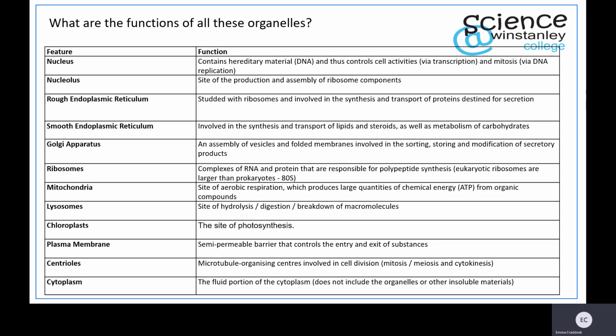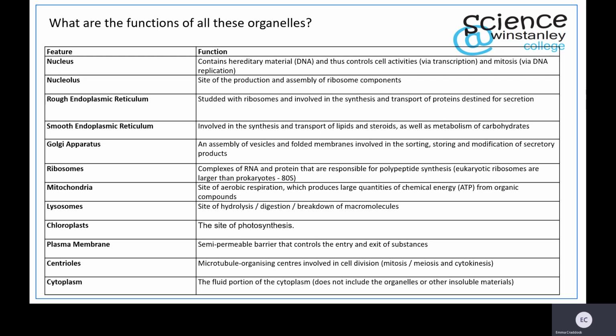Chloroplasts are the site of photosynthesis. The plasma membrane is a semi-permeable barrier that controls the entry and exit of substances. Centrioles are a microtubule organising centre, so spindle fibres are made out of microtubules. So centrioles make spindle fibres which are involved in cell division. So this could be mitosis or meiosis.